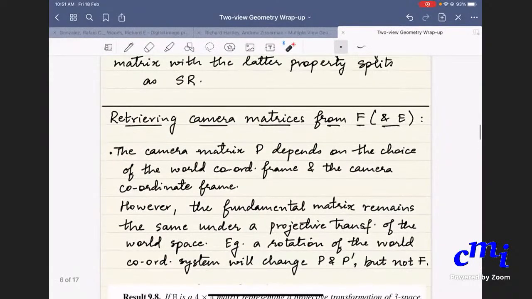So we have seen, given camera matrices P and P prime, how to construct F and E. Now we want to look at the inverse or the converse problem, which is if you are given F, then how do you retrieve the camera matrices from F? And the same question for E. It turns out that there is some ambiguity in retrieving these camera matrices. There is no uniqueness. So we'll study why there is no uniqueness and then what is the best that can be done.